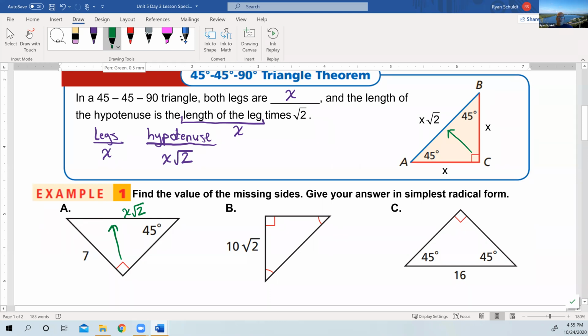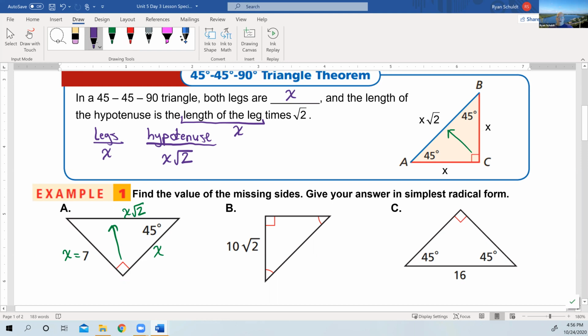The other two sides are x. So what does x equal here? Well, let's see. This side is 7. This side is also x. So that means x equals 7.